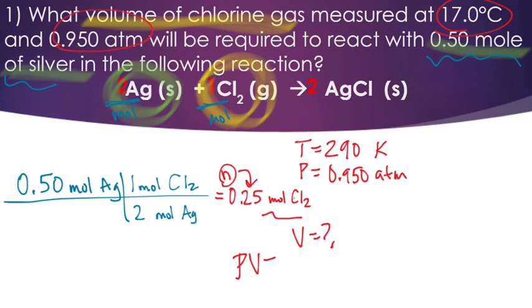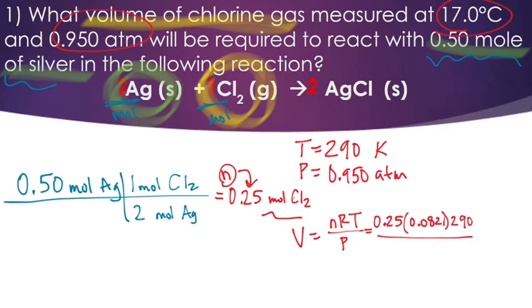So, solving for volume is pretty straightforward. We do opposite over neighbors, so nRT over P. So we're going to take that 0.25. ATM means we'd have to use the 0.0821 number as our R, and then 290 all over our pressure. And when we do that, we get a volume of 6.29, and it keeps going.